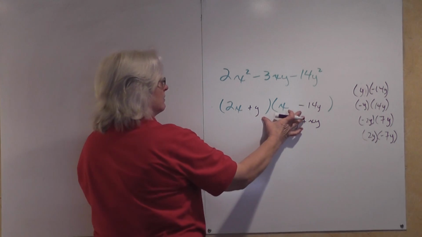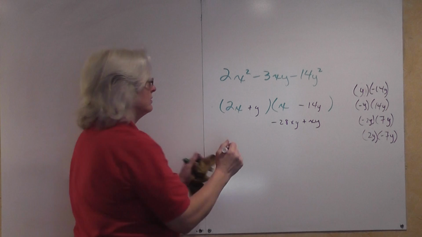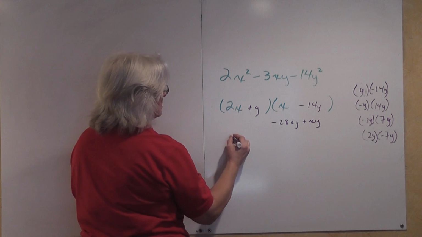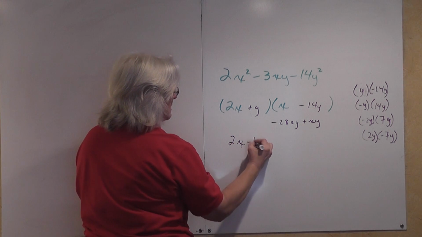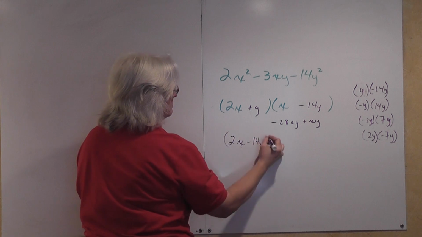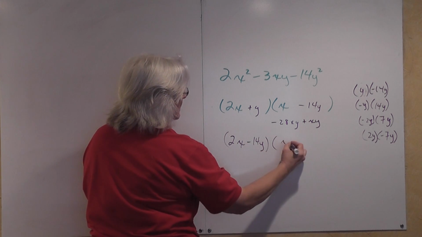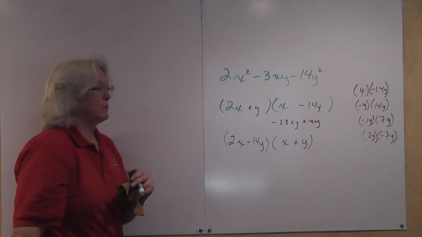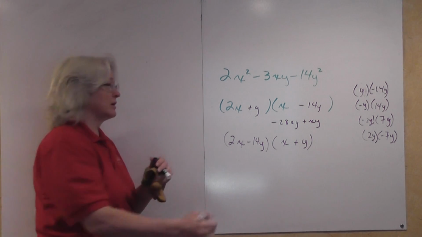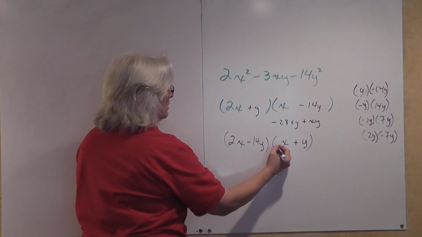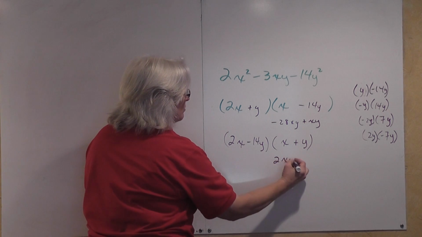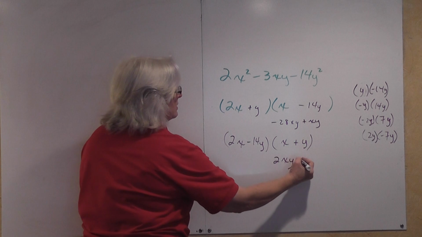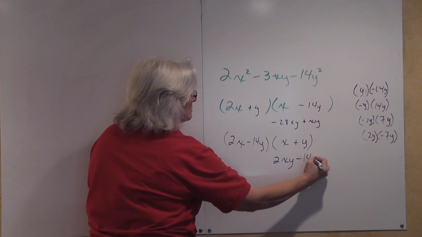What can we do now? We can change the order. We can say 2x minus 14y times x plus y. What do we have for our inner and outer partial products? Well, the outer, 2x times y, 2xy, the inner, minus 14xy.